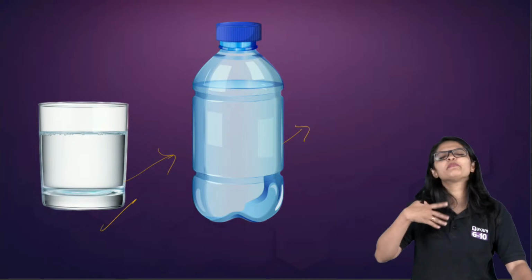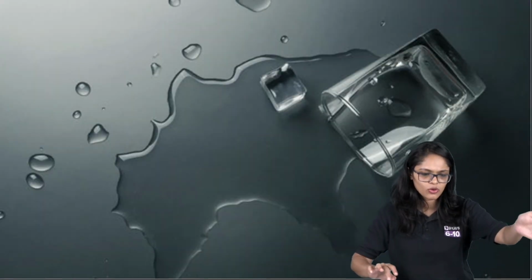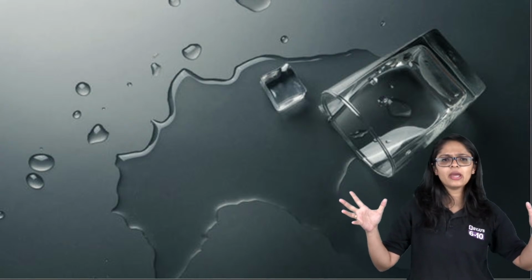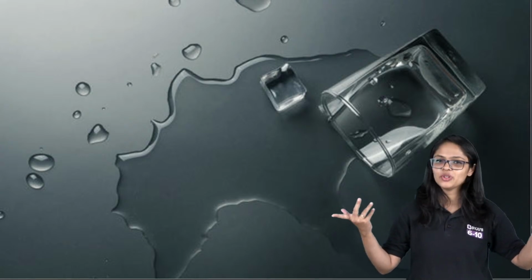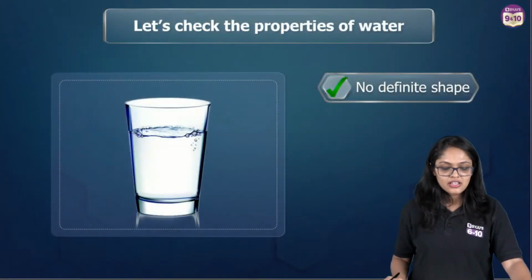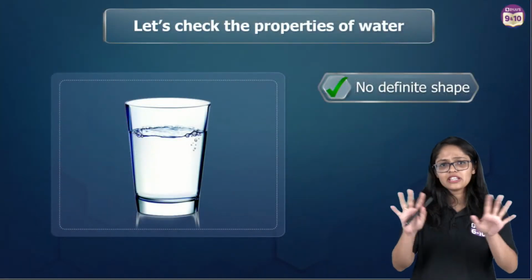Now think I spilled it over. I'll just spill the water on the table. Does the water have a definite shape? No, there's no definite shape for liquid, right? So, there's no definite shape.